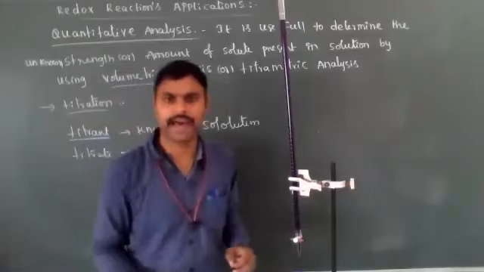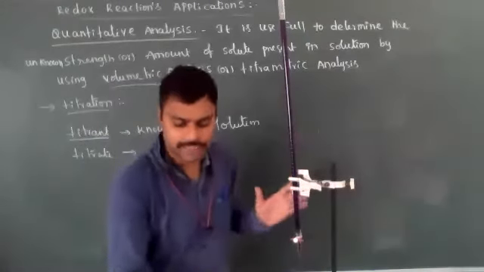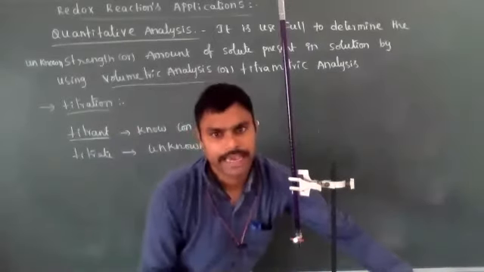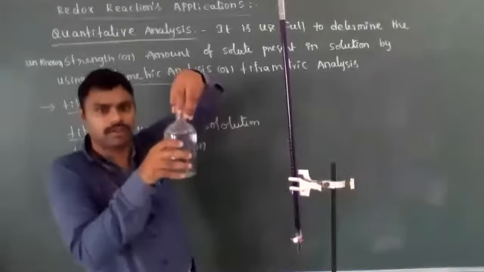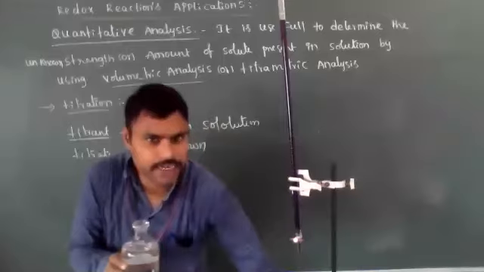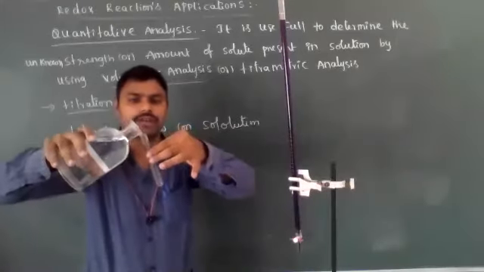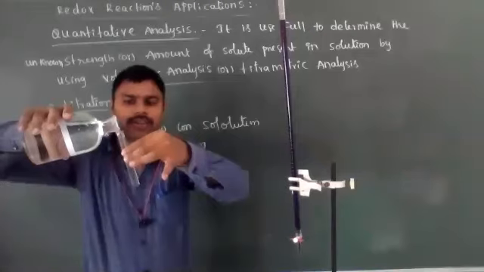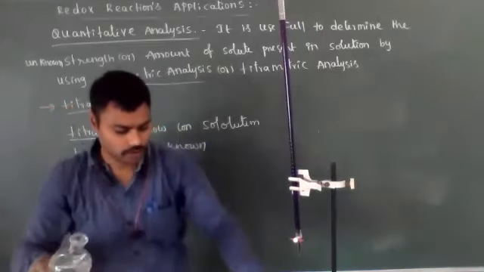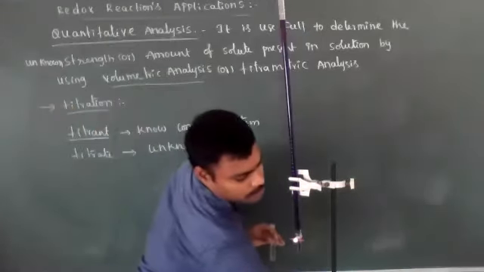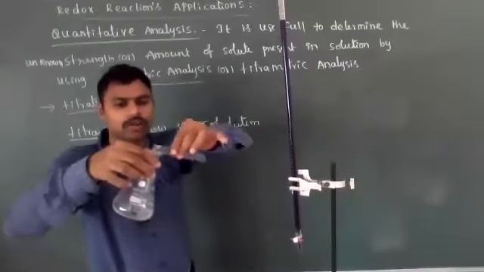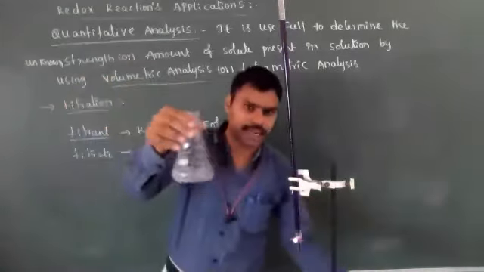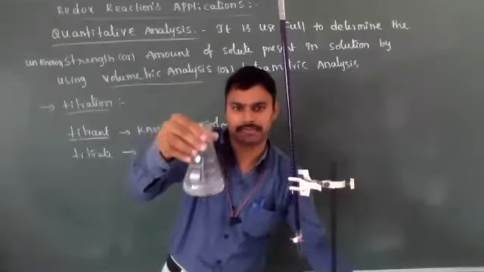In some cases, the KMnO4 versus oxalic acid titration reaction takes place in acidic medium. For that, this is H2SO4. 10 ml of H2SO4 we need to add by using a test tube. This test tube volume is 10 ml. I transferred that 10 ml of H2SO4 into the conical flask. Now I have made the oxalic acid solution acidic.